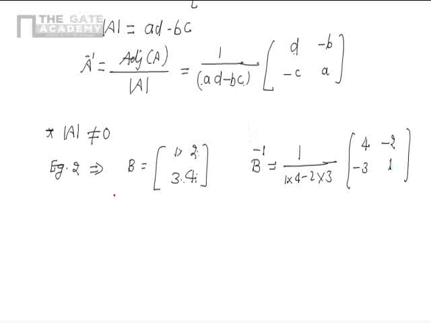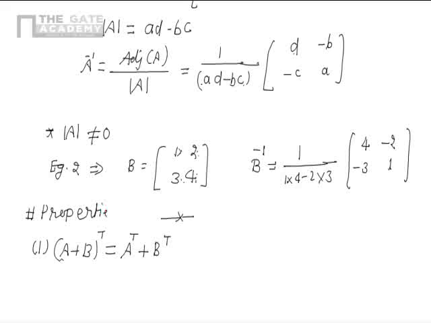But for 3 by 3 matrix, you need to find out the cofactor matrix and we need to follow the procedure. Now let us talk about some of the properties of the matrix. The first one is A plus B transpose will be equal to A transpose plus B transpose. So if I want to find out the transpose of this sum, A plus B transpose will be equal to nothing but A transpose plus B transpose.